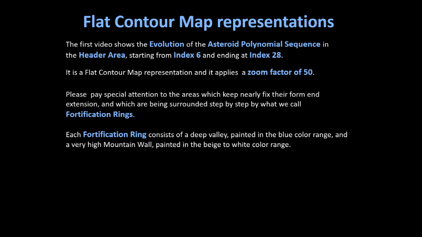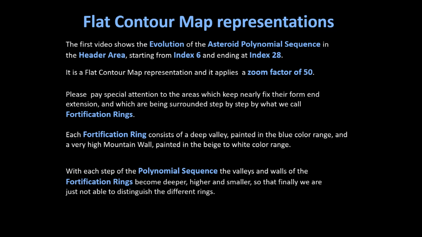Each fortification ring consists of a deep valley, painted in the blue color range, and a very high mountain wall, painted in the beige to white color range. With each step of the polynomial sequence, the valleys and walls of the fortification rings become deeper, higher, and smaller, so that finally we are just not able to distinguish the different rings.